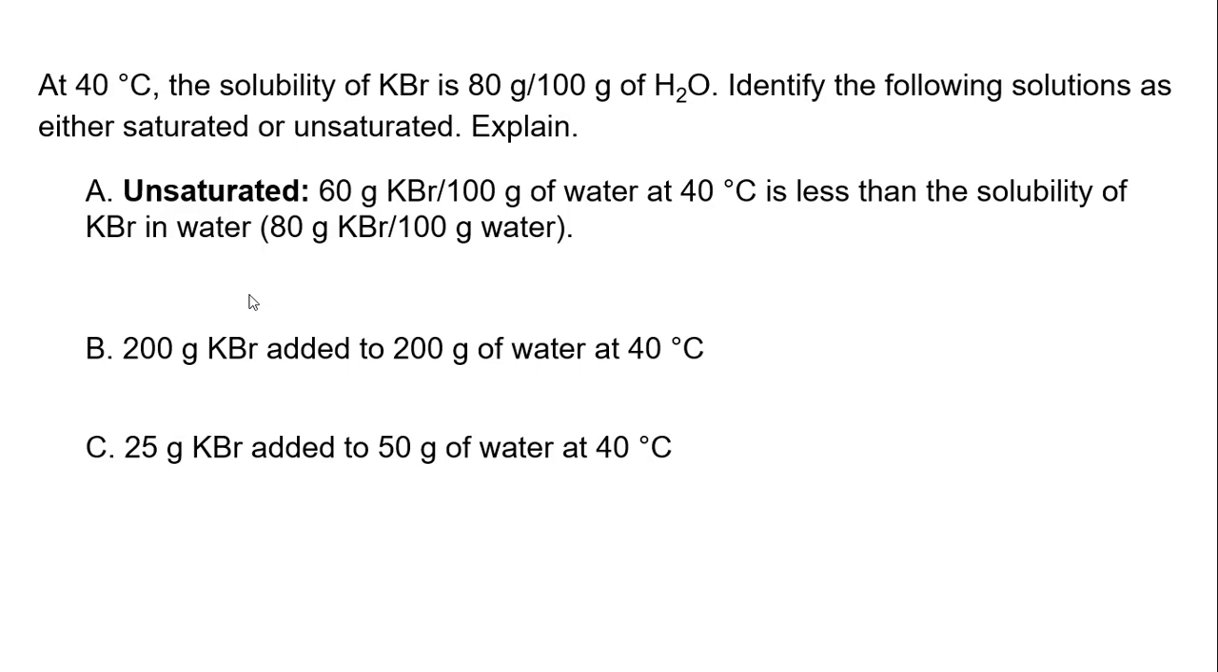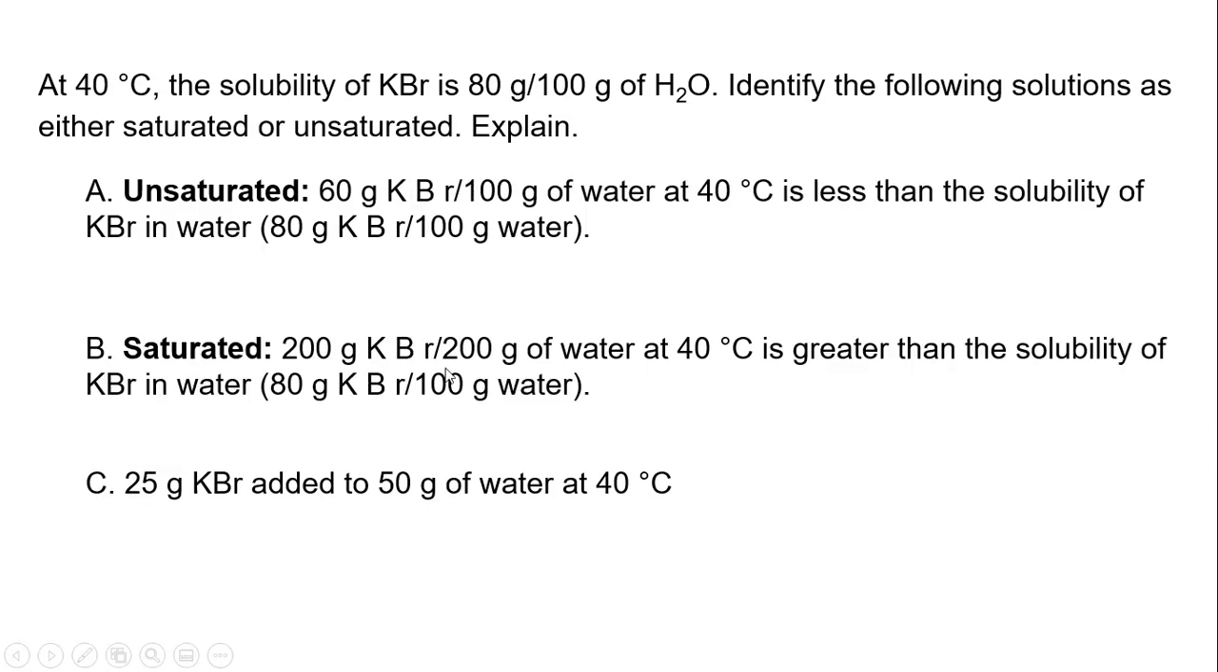Now we have 200 grams potassium bromide added to 200 grams of water. This one is going to be saturated, and all you have to do is look at the ratio. This is 80 to 100. This is 200 to 200. So this would have to be 100 to 100, and it's not. 80 is not reaching 100. So this is going to be saturated because it's past the 80 per 100 ratio.